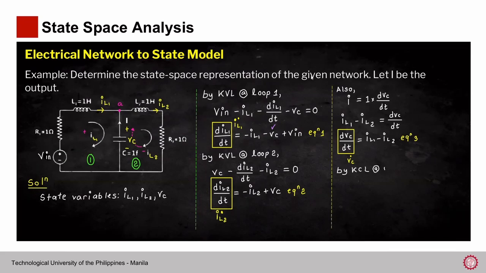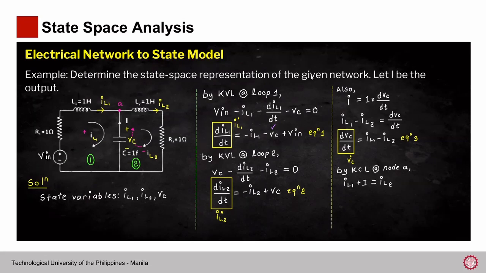So by KCL at node A, what is the current that enters node A, guys? IL1. Anong current pang nag-enter sa A? I. Okay, current entering the node equals current leaving the node. Ano yung lumabas na current sa kanya? IL2. Correct? Diba? IL1 enters node A, I enters node A, IL2 leaves node A.